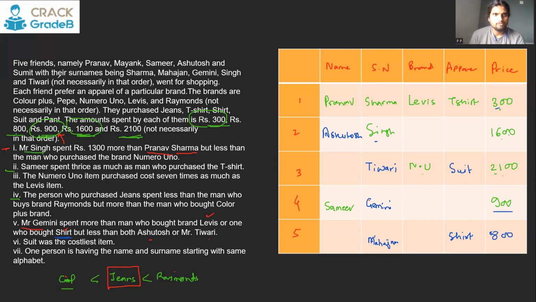Pranav, there is no surname from P. Mayank, there is a surname from M. Samir, there is Sharma and Singh, both taken. So Sumit and Samir, both are not possible. Ashutosh, there is no surname from A. So the only possibility is Mayank Mahajan. So this person has to be Mayank, and this person has to be Sumit.